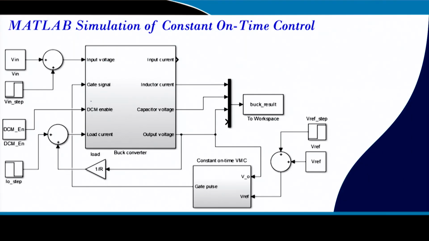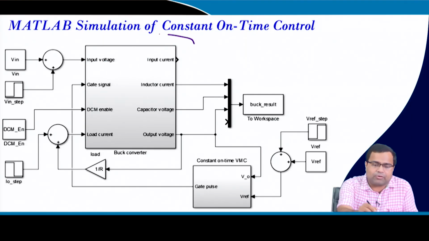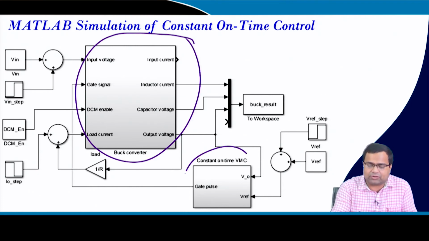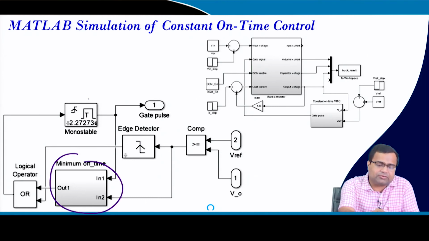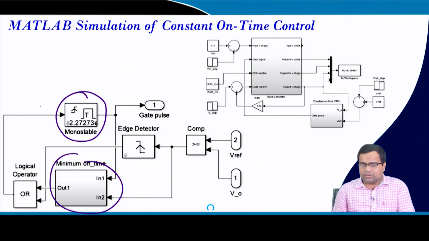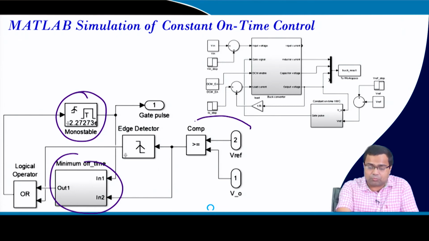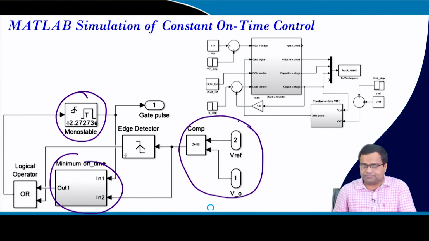If you go inside this block, we have already discussed this control logic. This is the minimum off time, then the constant on time is set here, and this is a ripple based control. The output voltage is directly compared to the reference.